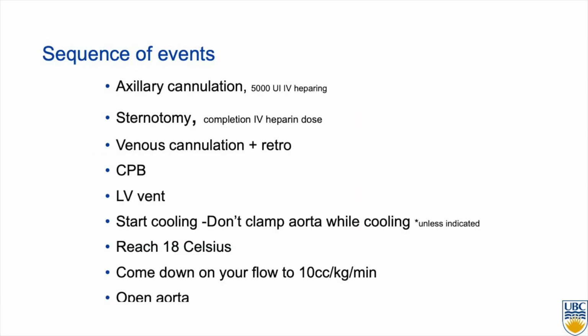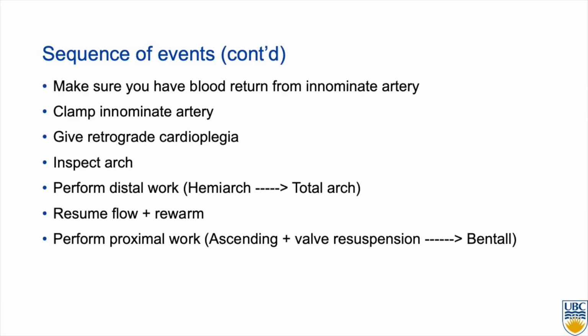I suggest that for the exam, you have your own sequence of events for type A aortic dissections. In this slide and the following one is a safe sequence of events that you can use for this purpose. Obviously, there's other ways of doing this that can be equally safe, but if you don't have a sequence of your own, you can use this.